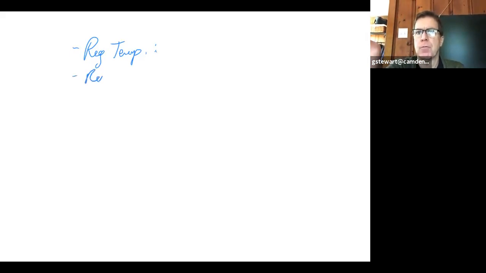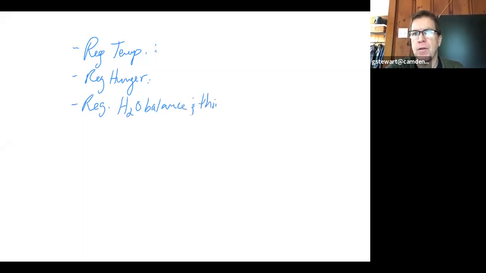The hypothalamus also regulates hunger. So the feeling of hunger that you have when you haven't eaten in a while is generated in that center system of the brain, that neuroendocrine gland called the hypothalamus. It also regulates our fluid balance. So I'm just going to write water balance, H2O balance, and thirst. When you feel thirsty, that feeling is coming from the hypothalamus. So our thirst centers are located in the hypothalamus.